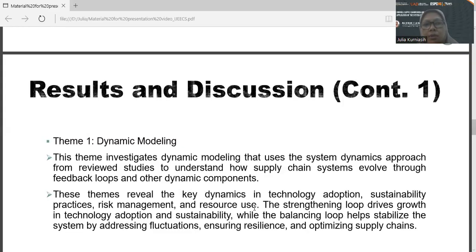This theme investigates dynamic modeling that uses the system dynamics approach from reviewed studies to understand how supply chain systems evolve through feedback loops and other dynamics components. This theme refers to the key dynamics in technology adoption, sustainability practice, risk management, and resource use. The reinforcing loop drives growth in technology adoption and sustainability, while the balancing loop helps stabilize the system by addressing fluctuations, ensuring resilience, and optimizing supply chains.